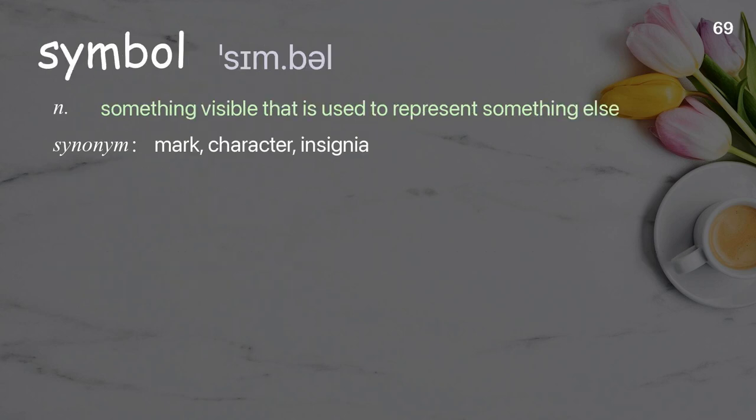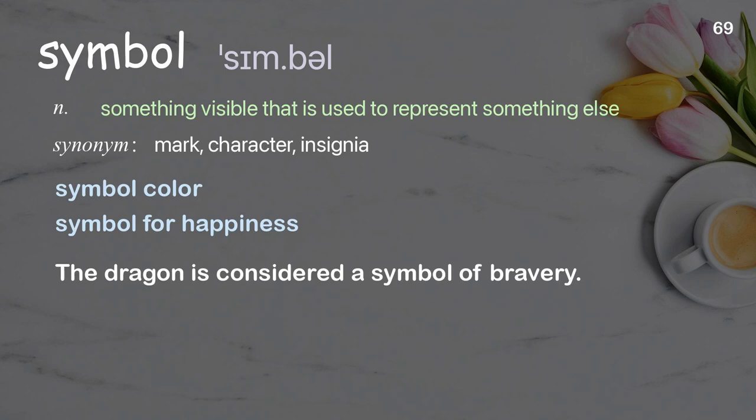Symbol. Something visible that is used to represent something else. Examples. Symbol color. Symbol for happiness. The dragon is considered a symbol of bravery.